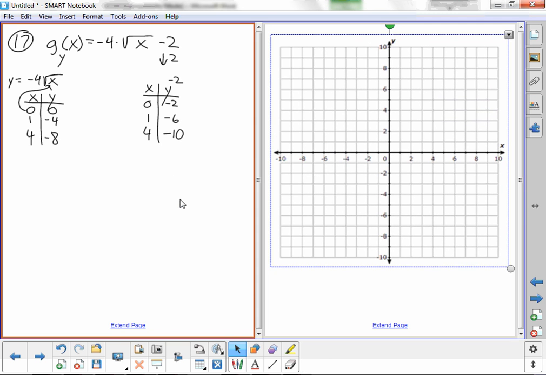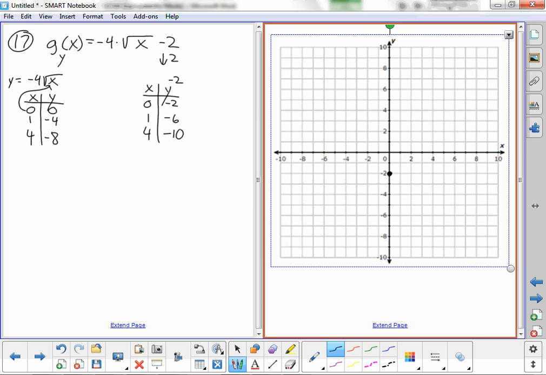Okay, so first point will be at 0, -2, which is here. Next point's at 1, -6. And next point's at 4, -10, which is down here. So if you think of this, this is kind of like a really wide half parabola. So it's going kind of like this, and then keeps going that way. All right, and there you go. So next one, 18, which is another graph.